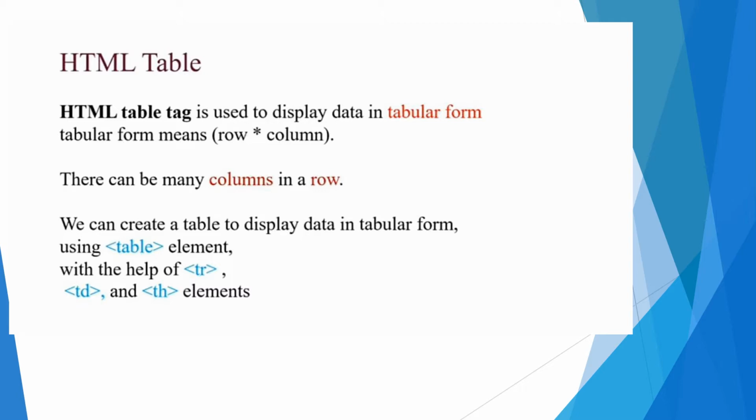th means table header. For example, if we want to represent student details in a table, we will write serial number, student name, student marks, subject 1, subject 2. These are on the top of the table, right? These are nothing but fields.